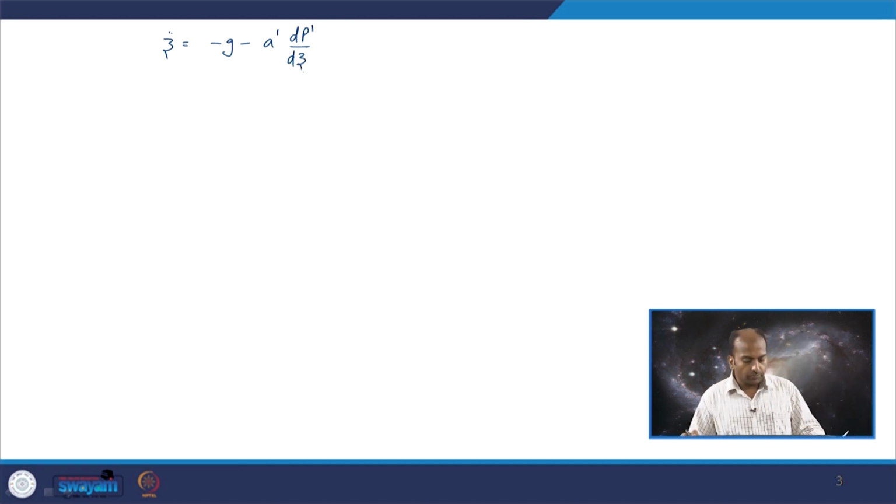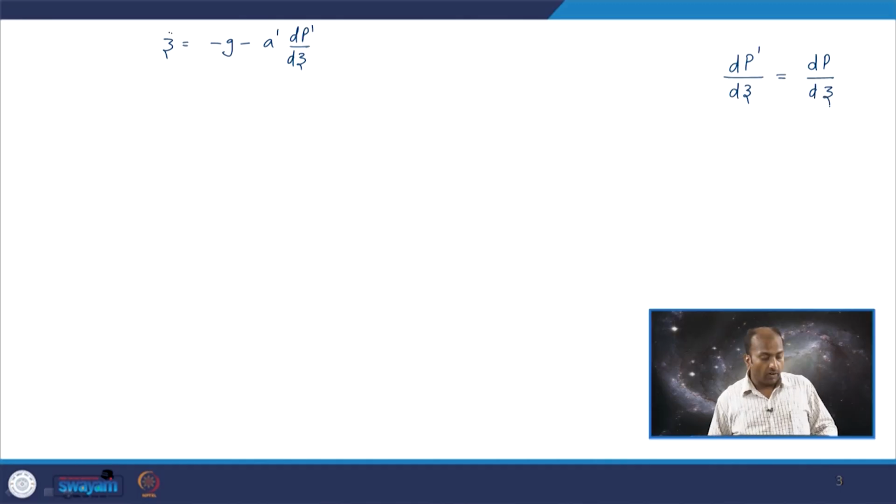Now, we can write 1 by rho prime as alpha prime, like we have seen in our earlier discussions, so that we can say z double dot equals minus g minus alpha prime dp prime divided by dz. Now, as per assumption number 5 of the air parcel, we say that the pressure inside the air parcel is always equal to the pressure of the environment.